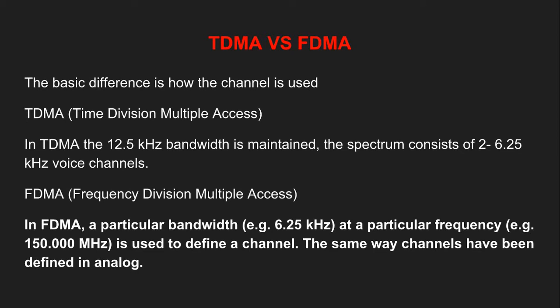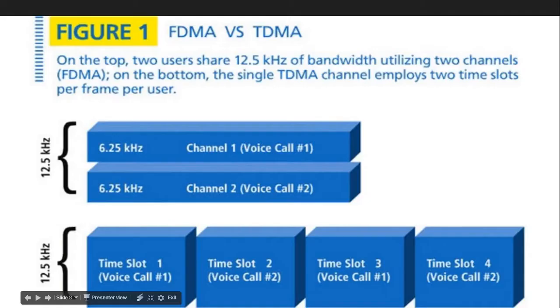Now your NXDN is frequency division multiple access, and in FDMA, the particular bandwidth, which in this case is 6.25, at a particular frequency, let's say 150 megahertz, is used to define the channel, the same way channels have been defined in analog. The bandwidth is half that of a typical narrowband signal.